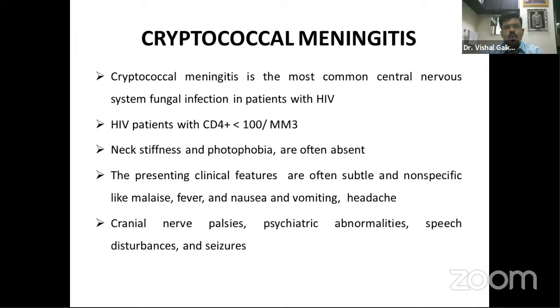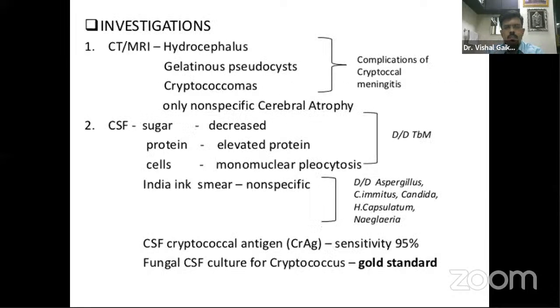Again, as compared to normal meningitis, these patients usually won't have typical neck stiffness or typical photophobia, which are usually absent. The presenting features will often be subtle and very non-specific, like malaise, fever, nausea, vomiting, and headache. Other than that, cranial nerve palsies, psychiatric abnormalities, speech abnormalities, and seizures could be the presenting symptom for cryptococcal meningitis. But this will not give any diagnostic or etiological conclusion just based on the clinical features. So we need support of investigation.